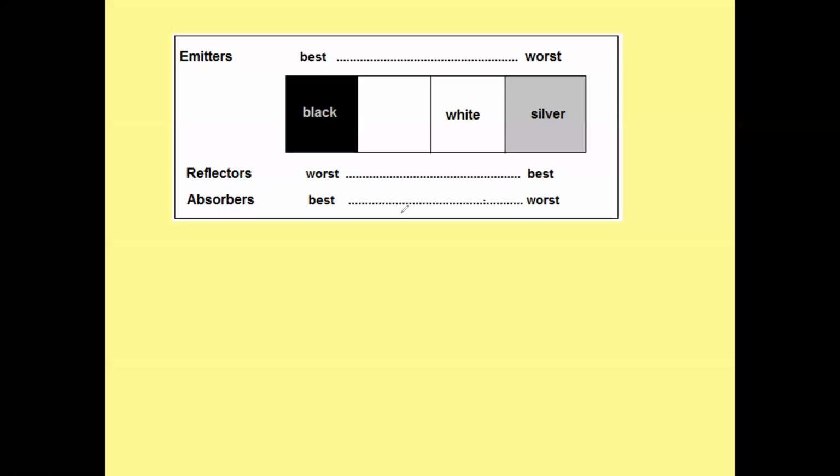So this is a table which you can use to compare the types of surfaces. If we are comparing which one is a good absorber, why is a good absorber a good emitter? Look, it's simple: because it takes in more energy, it releases more energy.